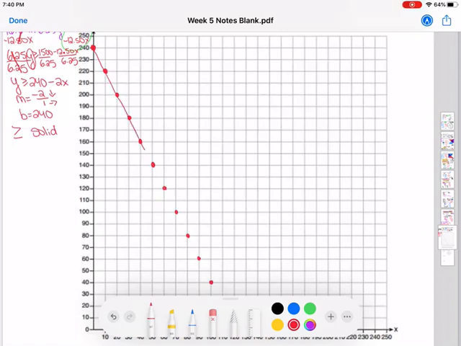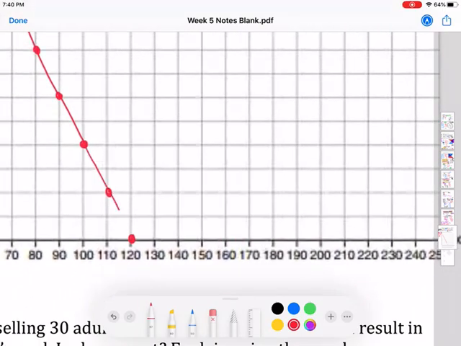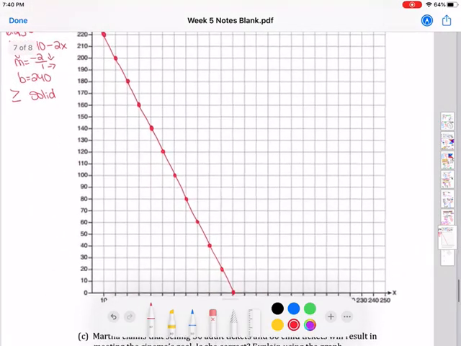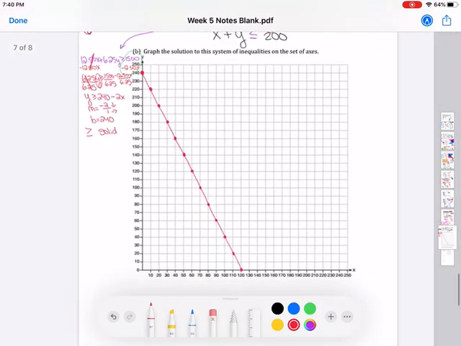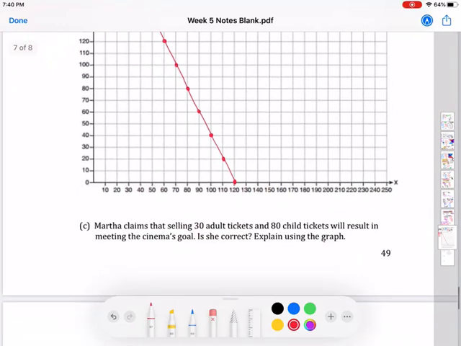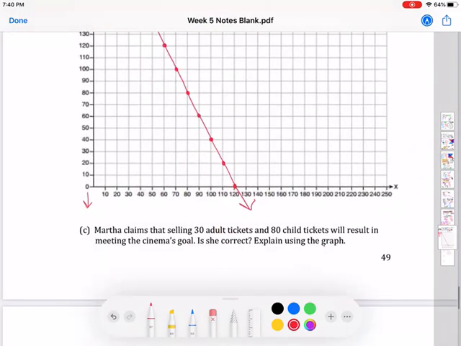I'm not going to use my ruler for this one, and I'll tell you why. Okay, solid line because of the or equal to, and for this one, you're not going to put arrows on the end of it. The reason is, if I draw an arrow to continue this way, that means your y-axis is going down, but y represents the amount of child tickets, and anything lower than 0 is going to be a negative amount of tickets, which is not possible.